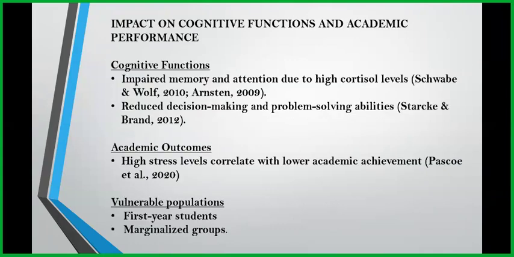Impact on cognitive functions and academic performance. Based on cognitive function, there is impaired memory and attention due to high cortisol levels, and reduced decision-making and problem-solving abilities. About the academic outcomes, high stress levels correlate with lower academic achievement.